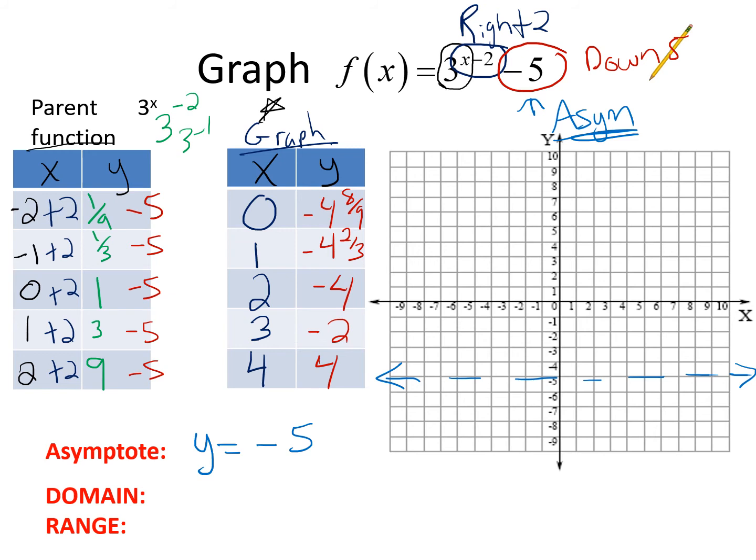So I have 0, negative 4 and 8/9. That's just a little bit above negative 5. So I'm going to put that right there. Then I have 1, negative 4 and 2/3, which is a little bit higher. So I'm going to put that right there. Then I have 2, negative 4. That one's nice and easy for me to see. This is going to go right there. 3, negative 2. It's going to be right here.